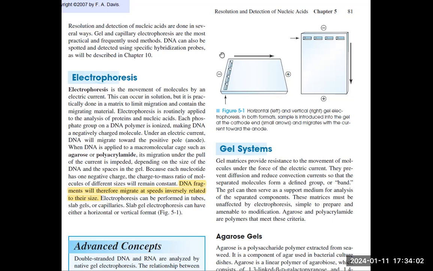Okay, and always remember, guys, that there is another rule: DNA fragments will migrate at speeds inversely related to their size. What do you mean by that? That the bigger samples, how can I explain that? If they are huge, forget the base pairs, but they are big, it's hard for them to move through the sieve, because our agarose or our acrylamide gel looks like a sieve. It's like a filter, like this one.